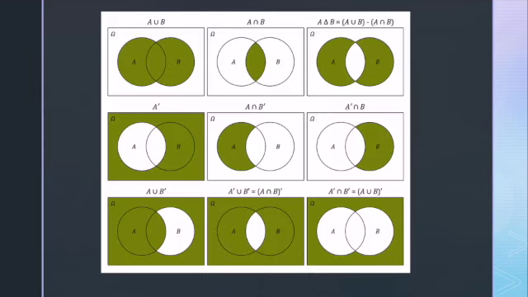So here's all the possible ways. So we've got A union B, A intersect B, all the elements in the complement of A, all the elements in A intersect the complement of B, and so forth. I just wanted to show you the different things that could be represented with Venn diagrams.